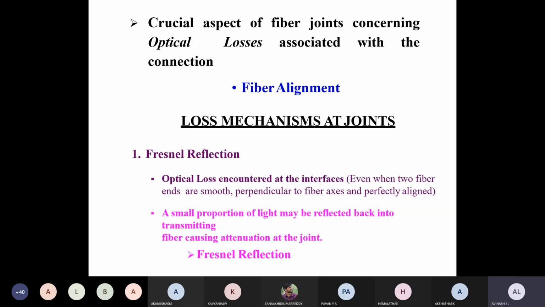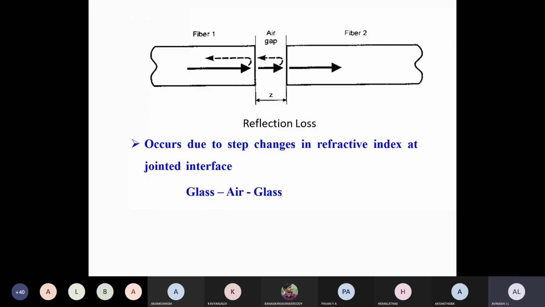Okay. So once you take this one, we'll see the diagram. Please make a note of it. In this diagram, we can see that there are two fibers, fiber 1 and fiber 2. These two fibers have been joined together by using some connectors and all.